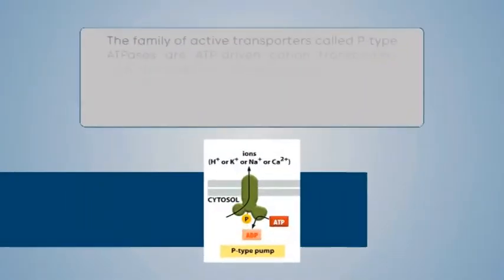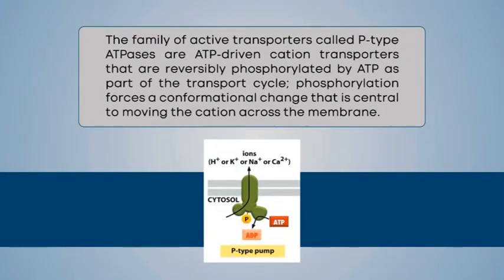Now let's study the P-class ion pumps. The family of active transporters called P-type ATPases are ATP-driven cation transporters that are reversibly phosphorylated by ATP as part of the transport cycle. Phosphorylation forces a conformational change that is central to moving the cation across the membrane.